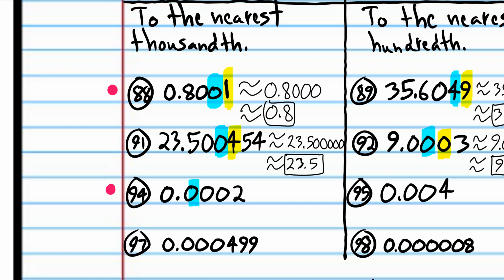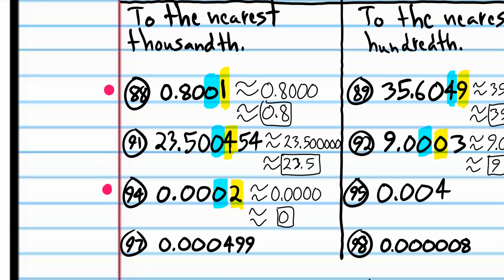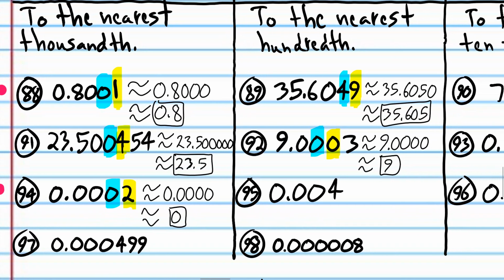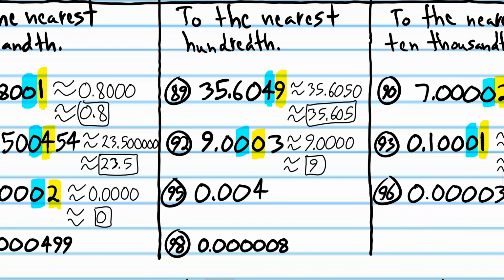So, tenths, hundredths, thousandth. This is the thousandth place. The 2 tells us to round down. So the 0 stays the way it is, the blue number stays the way it is, and the yellow number goes to 0, but as you can see, 0.0000 is just the same thing as 0. So that would just be 0. Try number 95, and when you come back, we'll do it together.